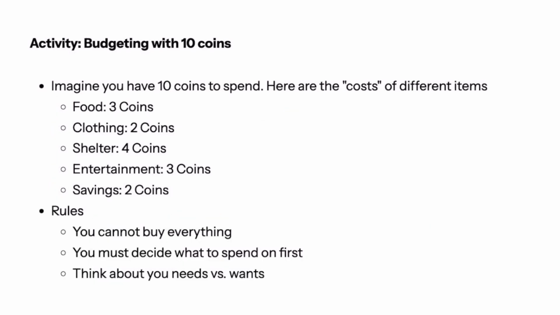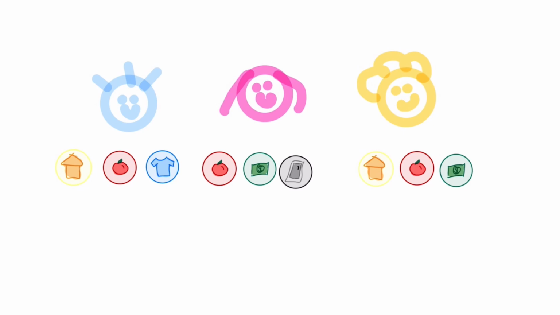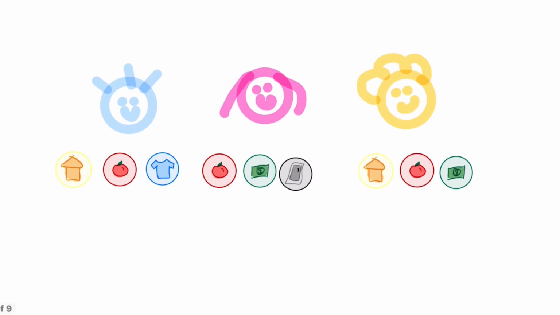And before we start, we'll set some rules in place. First, you cannot buy everything. You must decide what to spend on first, and you must also think about needs versus wants, like we've mentioned in past lessons. And we have 3 hypothetical students I made up.